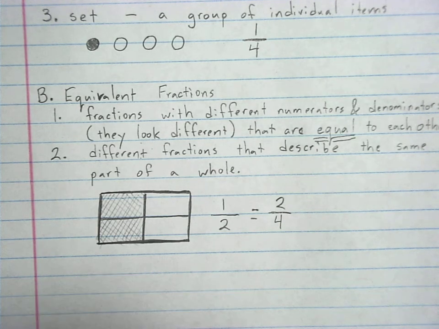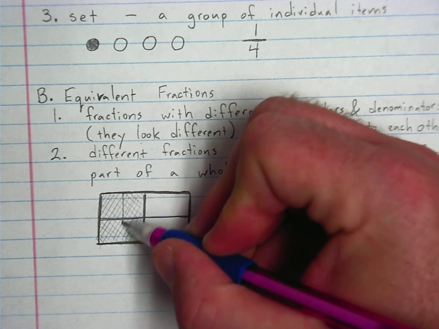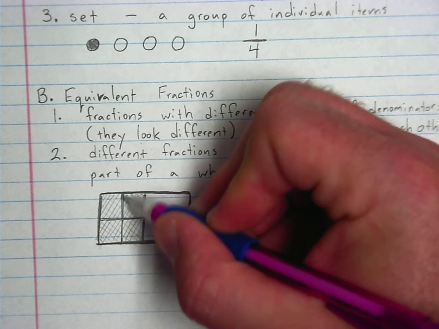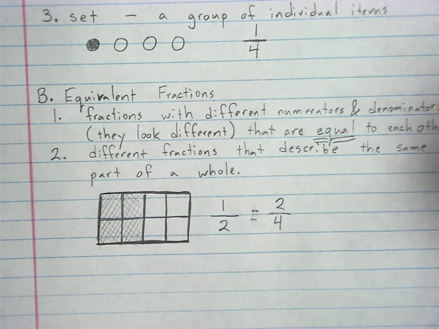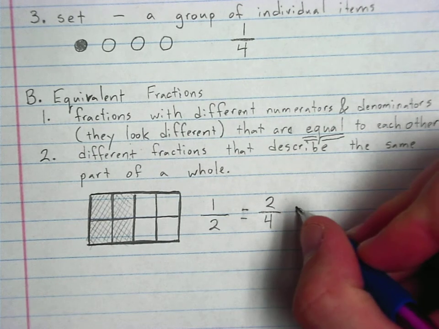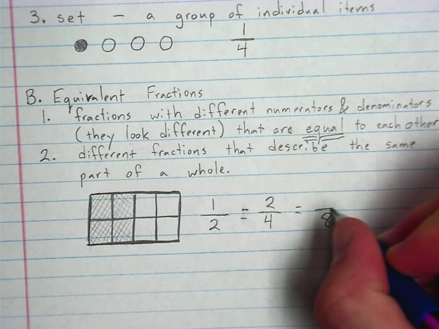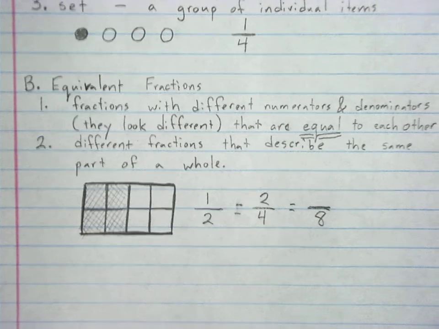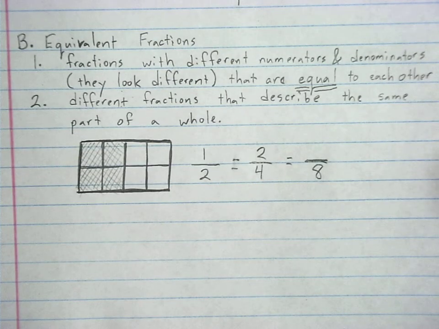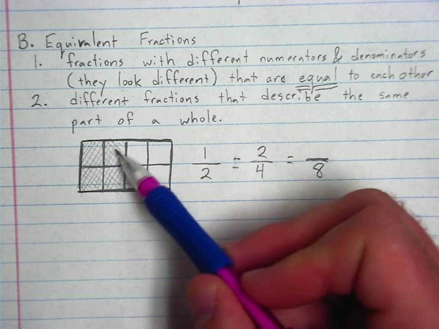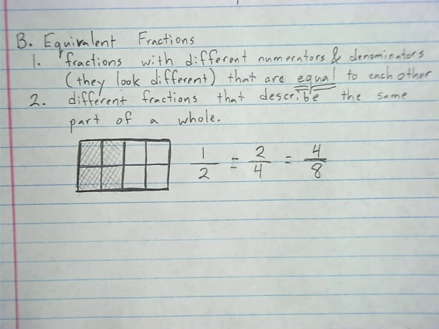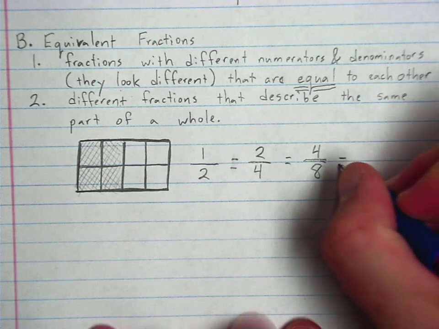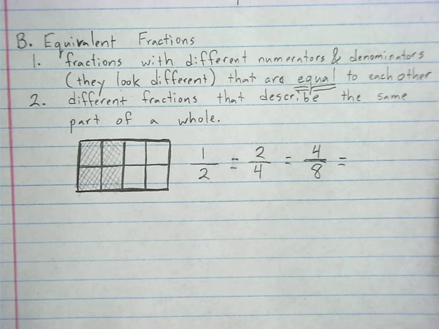And I can play this game all day, as long as I make sure my cuts are creating equal pieces. Now I've got 8 pieces total. Denominator is the total number of pieces. I got 8 total. 1, 2, 3, 4 are colored in. Okay. I don't think I'm going to scratch out any more than that, but if I wanted to, why not?